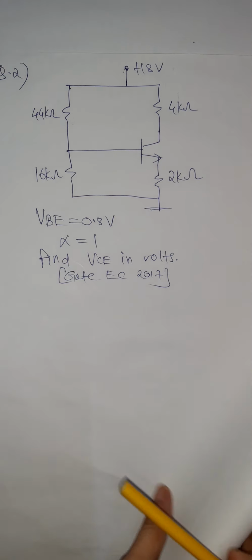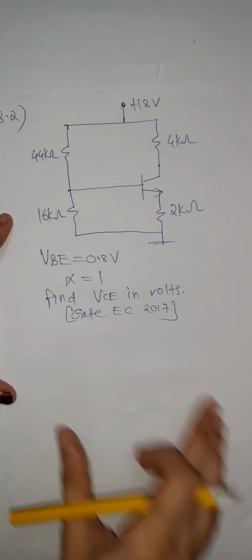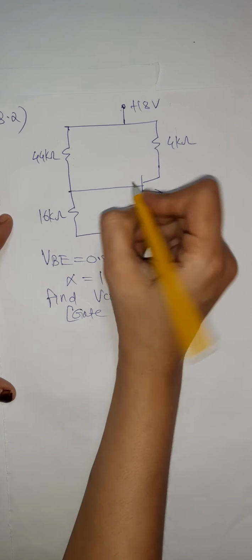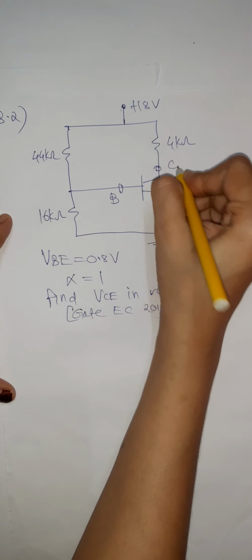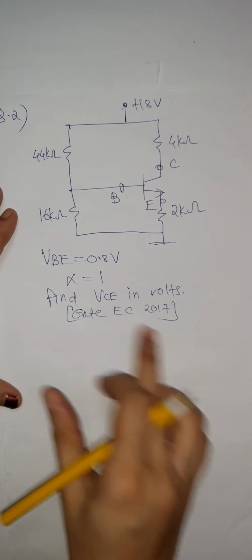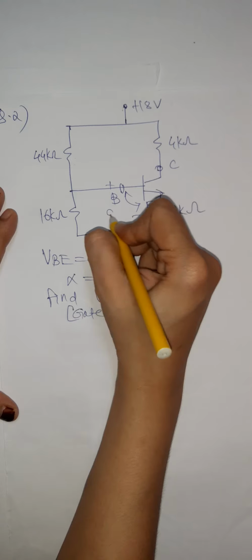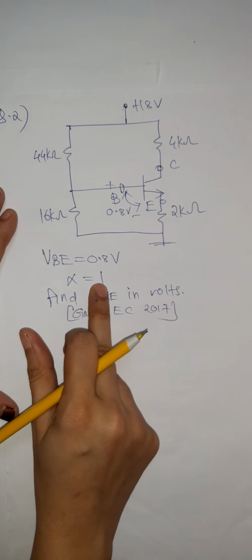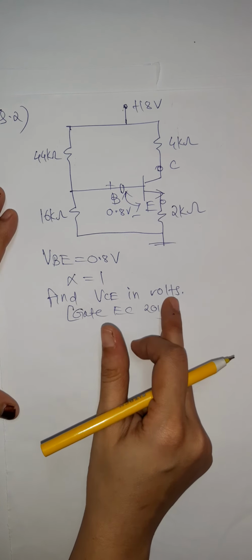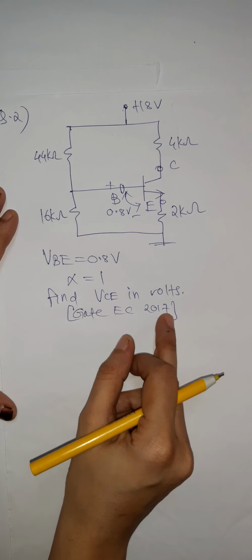Now the next question is question 2. This circuit is voltage divider bias. This is our base, collector, emitter. VB is 0.8 volts. Alpha is equal to 1. Find VC in volts. This question is asked in GATE EC 2017.